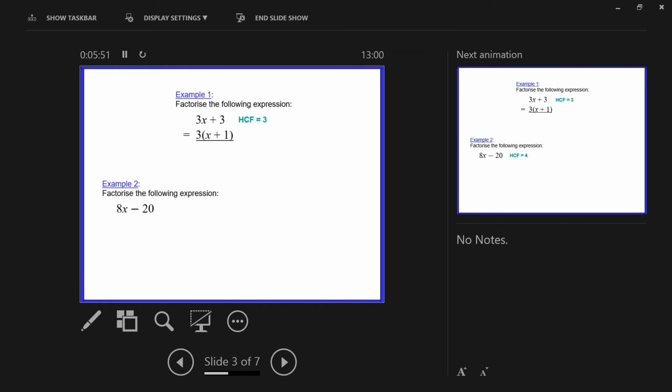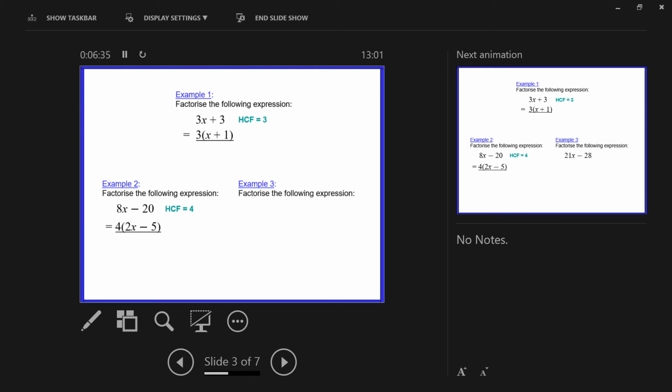Good. Example 2, 8x minus 20. I know you've got the answer in front of you, but don't look at it. What would be the highest common factor? I don't really want options. I'm going to tell you to factorize. 4 is the highest common factor. So I'm going to say 4, then a bracket, because in that bracket I show what's left after I took out the common factor of 4. So that divided by 4 gave me 2x. This divided by 4 gave me 5.